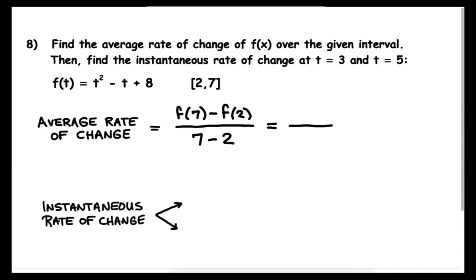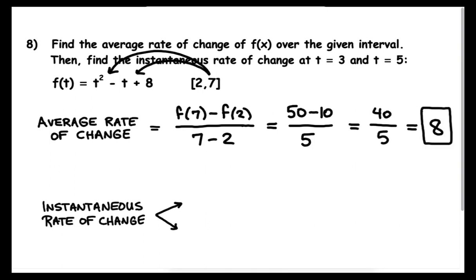All right, let's see what that is. Obviously, 7 minus 2 is 5, so we're good there. F of 7, if you plug the 7 in both times, you're going to get 49 minus 7 plus 8, that's 50. And similarly, if you plug the 2 in both places, you're going to get 4 minus 2 plus 8, that's 10. 50 minus 10, that's 40 over 5. And of course, 40 over 5 is going to be 8. So the average rate of change, I didn't give units in this, but let's say it was meters per second, like in a typical science class. Your average rate of change between 2 seconds and 7 seconds would be 8 meters per second.